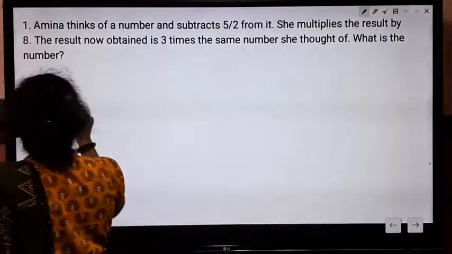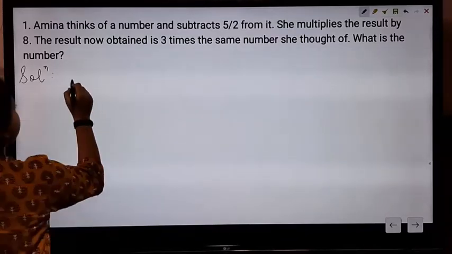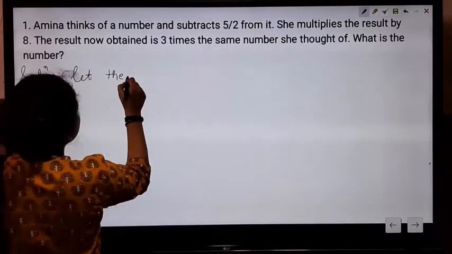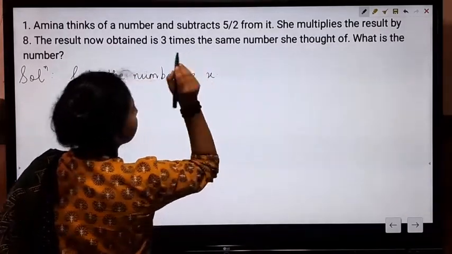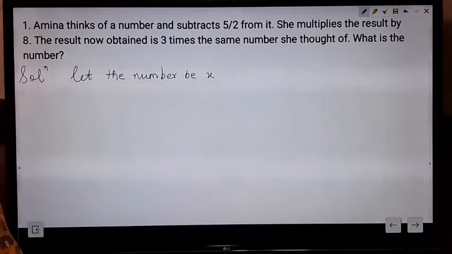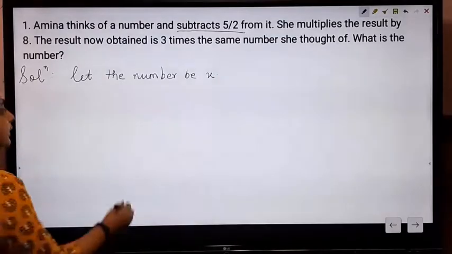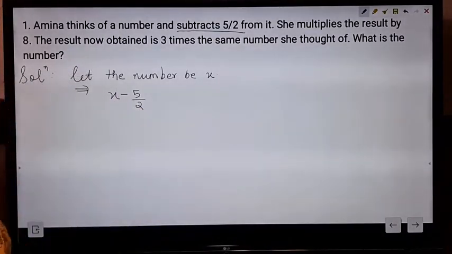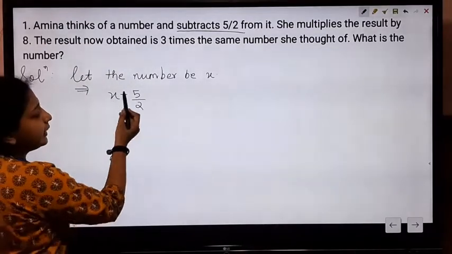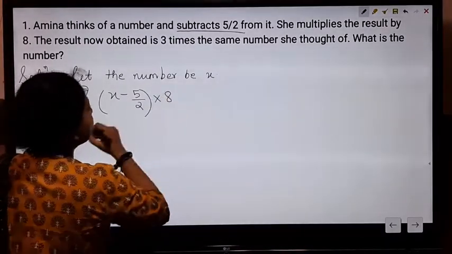Let us consider the number she thought of as x. Let the number be x. The question tells you that 5 by 2 is subtracted from the number. This means x minus 5 by 2. She multiplies the result by 8. When we are subtracting 5 by 2 from the number x, this is the result, and this has to be multiplied by 8.